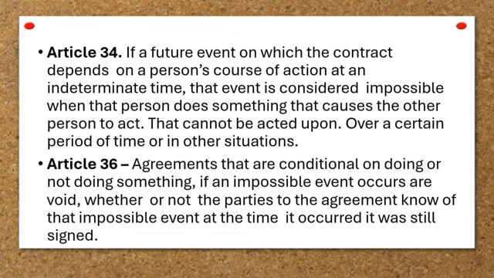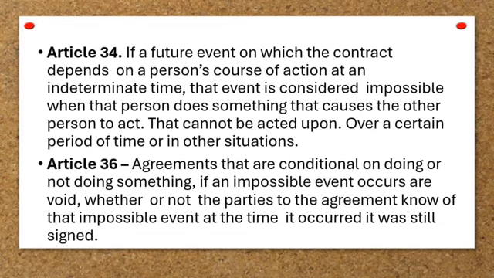Here, it states that a future event on which the contract depends on a person's course of action, which is considered by intermediate time, is impossible. When the person does something that causes other persons to act, then the act done by the person cannot be acted upon over a certain period of time or in other situations, which is stated under Section 34.